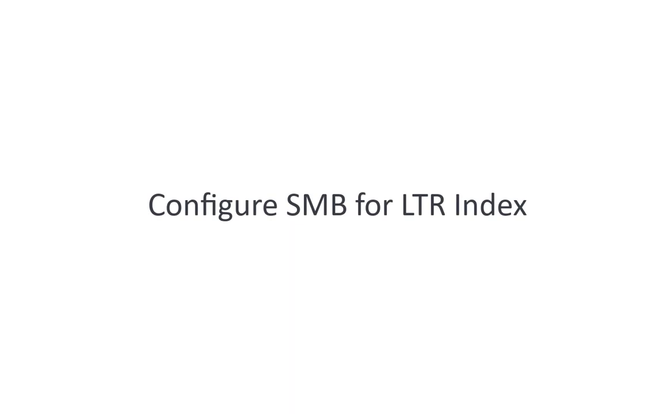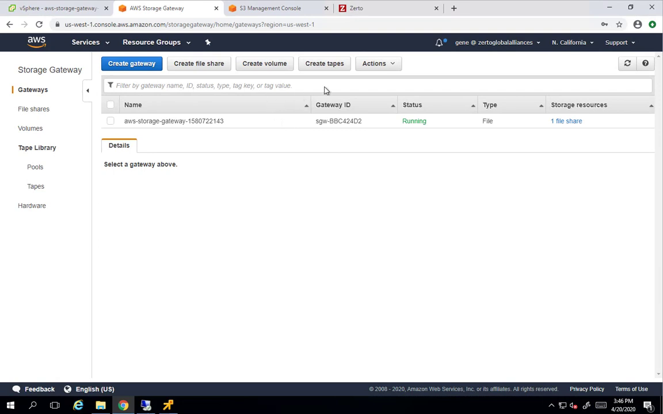Now that you've got your NFS share for your LTR repository, if you want to turn on indexing for any of those systems in there so you can quickly search and recover files from LTR, we're going to configure that from the gateway. First thing we're going to need to do though is join the domain with the gateway so we can leverage SMB, which is the only supported method for indexing.